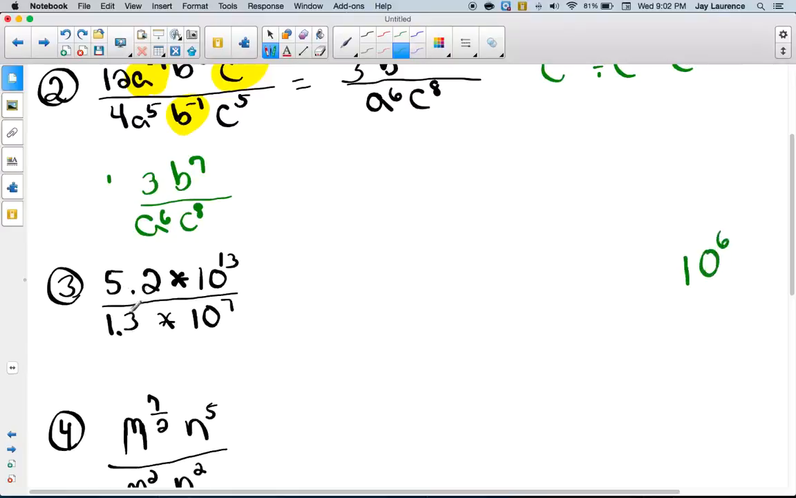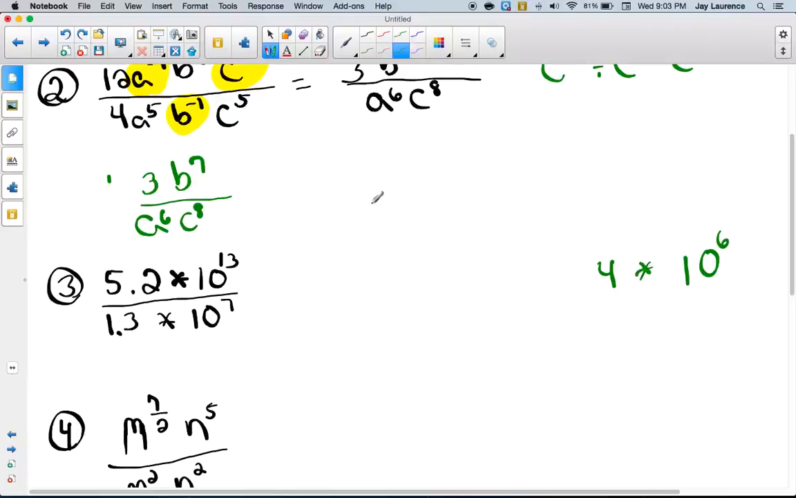52 divided by 13, I think, is 4. So 5 and 2/10 divided by 1 and 3/10, I think, is also 4. Doesn't it look like 52 divided by 13? The decimal points are in the same place. So we're going to get 4 times 10 to the 6th.